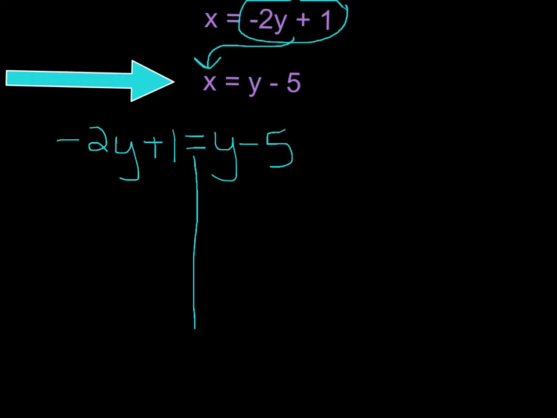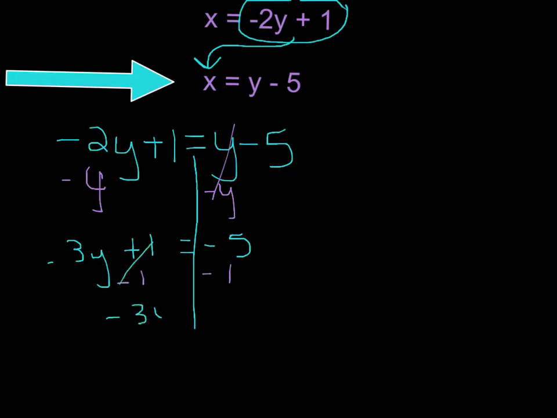So we have to get our y's onto one side, so we can subtract y and subtract y. So negative 3y plus 1 equals negative 5. And then subtract 1. So negative 3y equals negative 6. And then divide by negative 3. And y equals a positive 2.